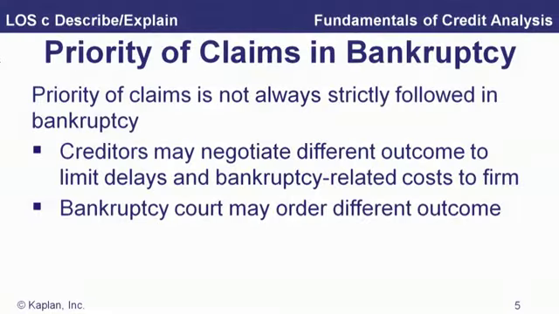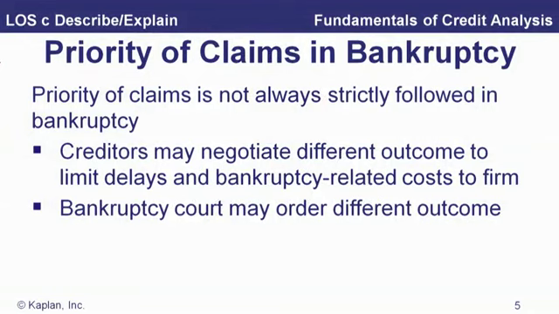Now, what about the priority of claims in bankruptcy? Well, there's a strict priority of claims, right? That's all spelled out, just like we were talking about. Who has the first claim to the funds, who has the claims to the collateral, which are unsecured, all the way down the line. So this strict priority of claims, the only point here is that they are not always followed in bankruptcy.